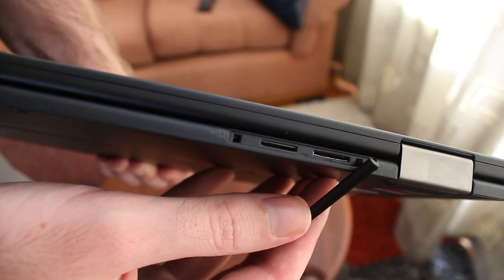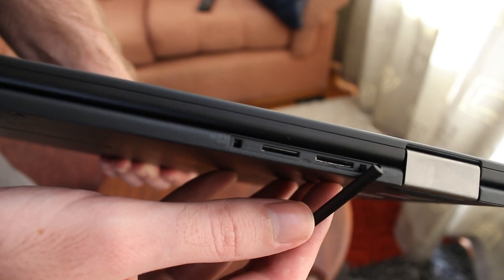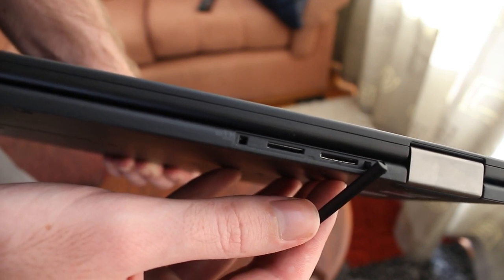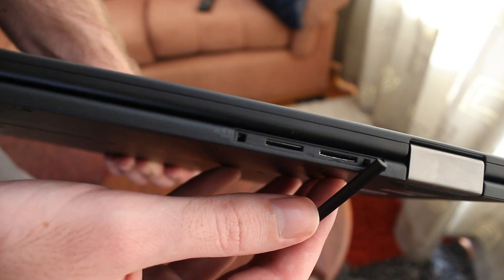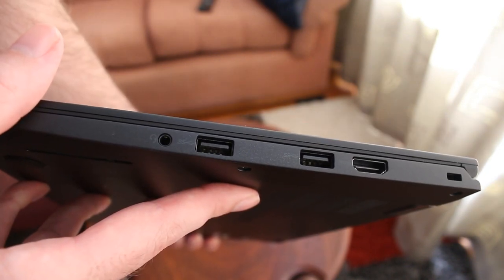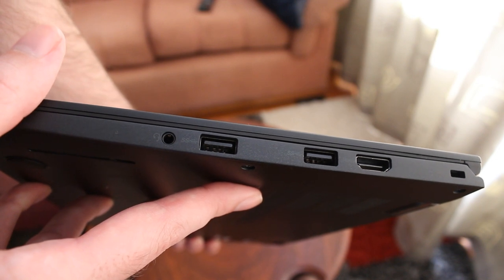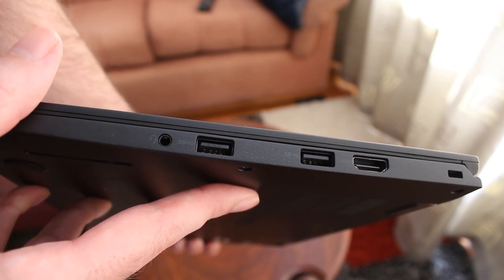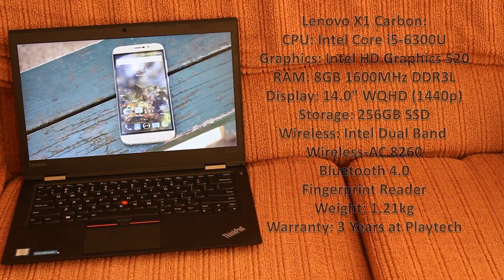Around the back there, we see a slot for your SIM card, but also an SD card slot if you want to quickly take, say, photos off a camera or something like that. You can just slide it straight in. Then on the right-hand side, we have the secure lock, HDMI port, two USB 3.0 ports, and your standard 3.5mm jack.